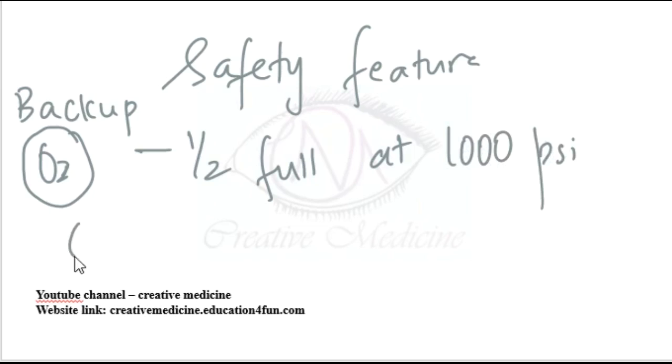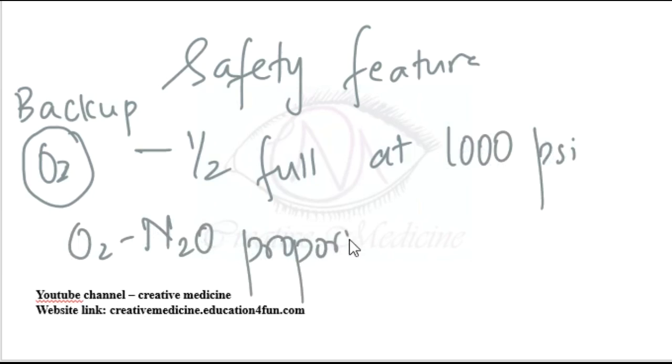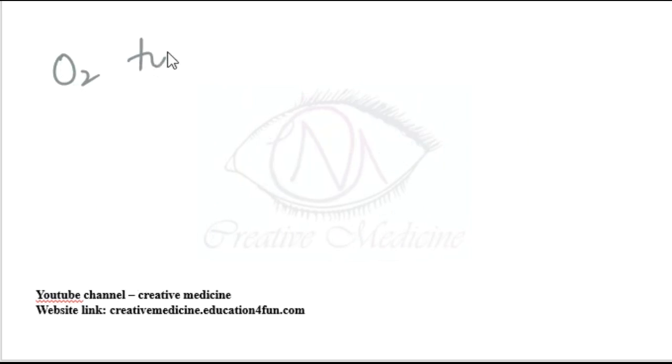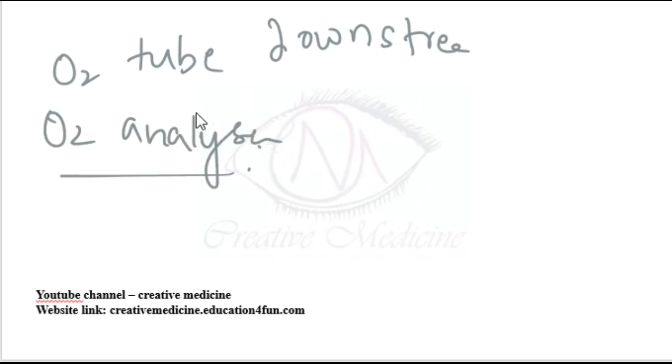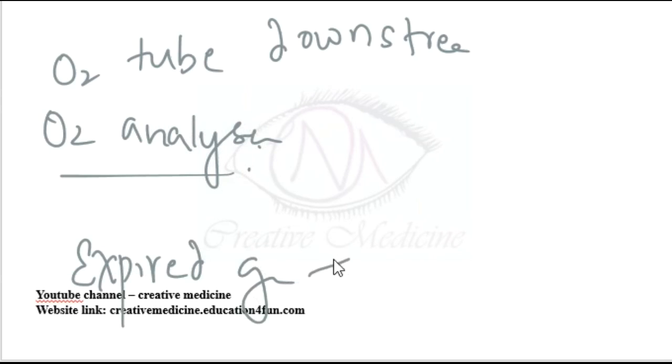Oxygen nitrous oxide proportioning system. In the oxygen nitrous oxide proportioning system, oxygen and nitrous oxide are always released in fixed proportion. Oxygen tube is the most downstream. Oxygen analyzer will analyze the final delivered oxygen concentration. For monitoring in newer machines, the expired gases can be monitored for concentration and volume.